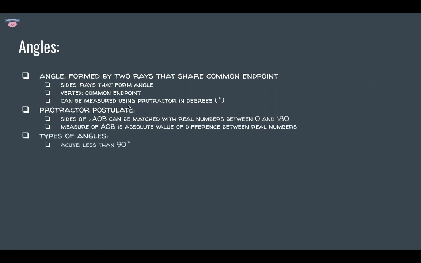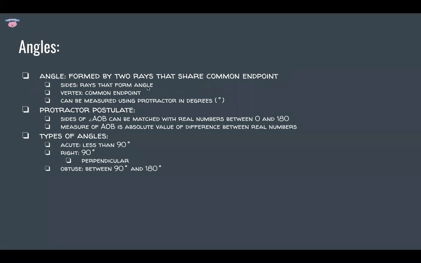Some types of angles: acute, less than 90 degrees; right, exactly 90 degrees. Perpendicular is another name for right, as you've seen with the lines. Obtuse is between 90 degrees and 180. These are the main three angles. This is acute, this is right, and it's marked with a little square. And obtuse is between 90 and 180.